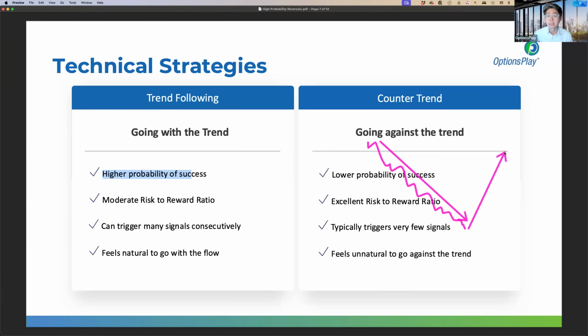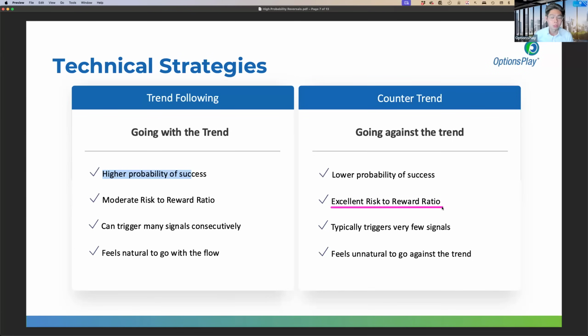But I actually find it's the exact opposite. And I want to show you why. Now, going against the trend, generally speaking, will have a lower probability of success compared to going with the trend. But specifically, what I want to show you is one way to identify these trend reversals where you have a relatively high probability of success. More importantly for me, though, when you're going against the trend, you have excellent risk to reward ratio.